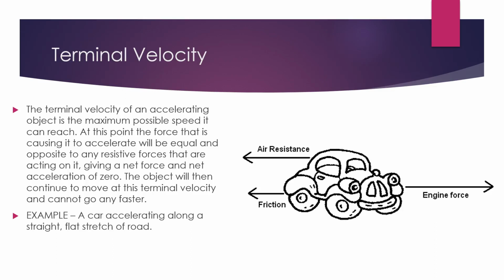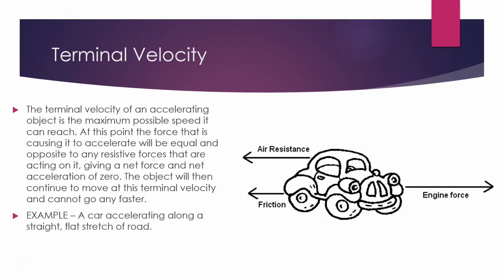So what will happen here is as you go faster and faster, the engine force will remain the same, but the air resistance and friction forces will increase with speed. Eventually, you'll reach a speed where the sum of the air resistance and friction forces acting backwards on the car will be equal but opposite to the engine force acting forwards on the car, giving you a net force of 0, and that will be the top speed of that car.